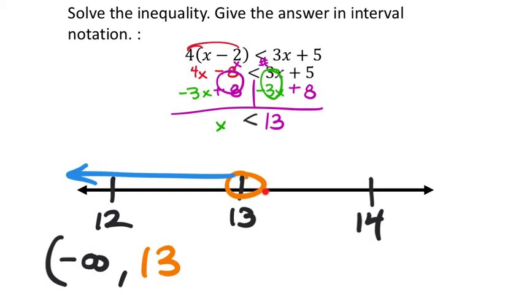Now, if this is an open circle, as it is, we would need to use a parentheses here, which I will do. Close the parentheses. If it were a closed circle, because it was equal to, then we would use a square bracket there to indicate that 13 would then be a solution to our original inequality. But for now, this is all we need. From negative infinity to 13, both of them are not inclusive.